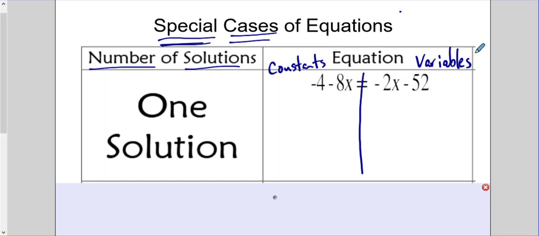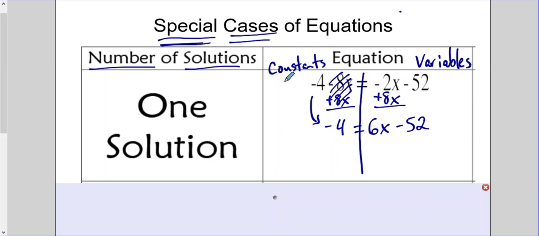So if I want to get all my variables on that side, that means I have to cancel out my variable terms on this side. So to cancel out this minus 8x, or negative 8x, I'm going to add 8x to both sides. That's going to cancel out. That gives me negative 4 equals 6x minus 52.